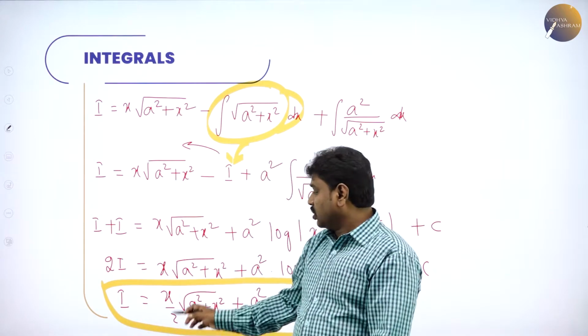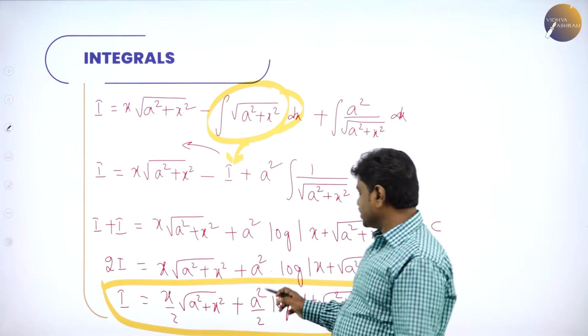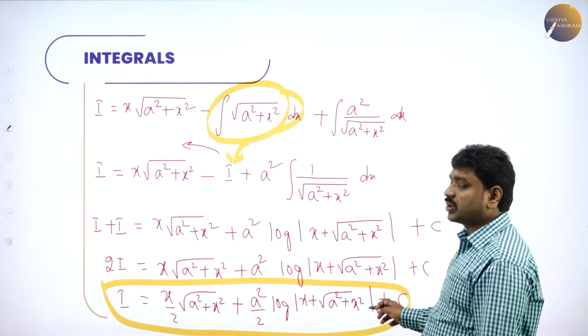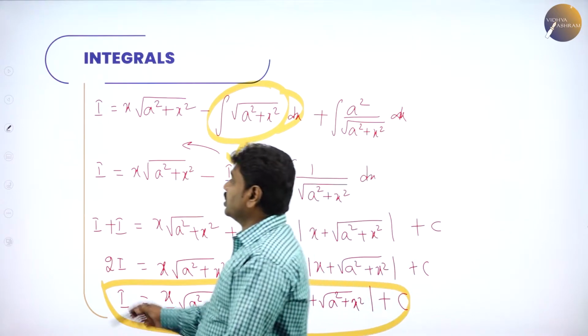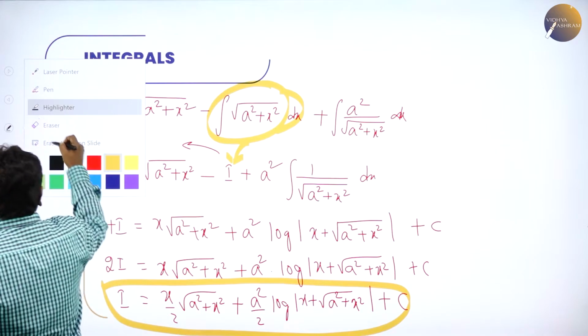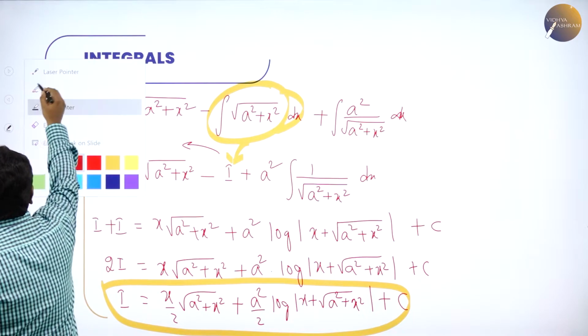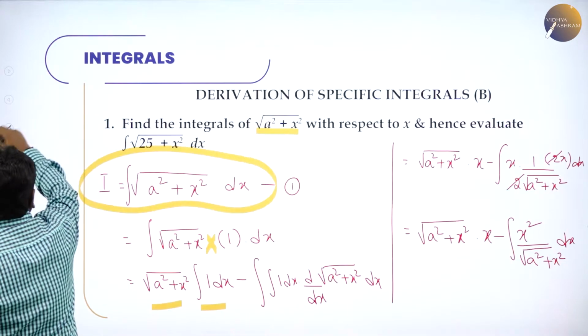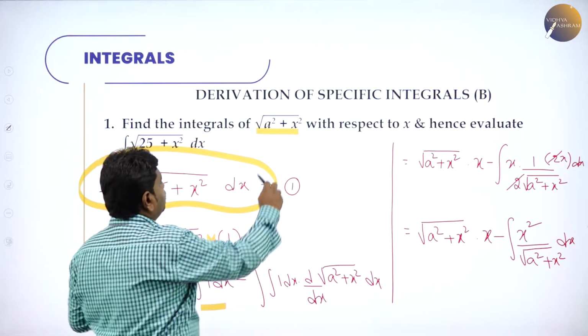x by 2 root of a square plus x square plus a square by 2 log of x plus root of a square plus x square plus c. So dear students, we are done with the derivation. Now we'll go back, as we have done the first part.